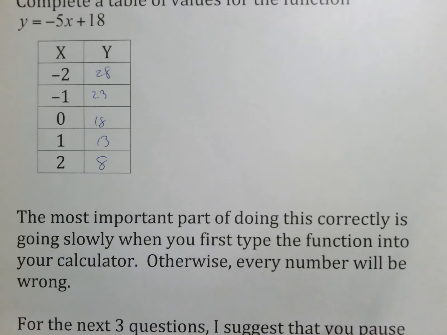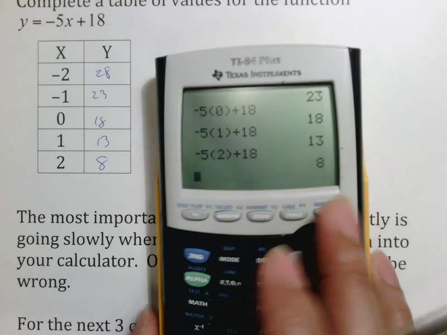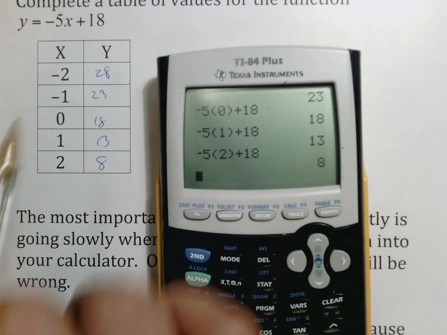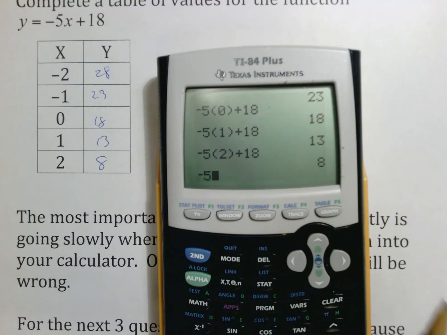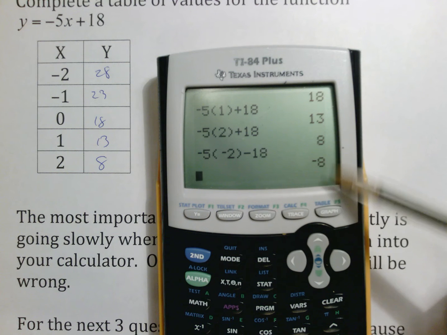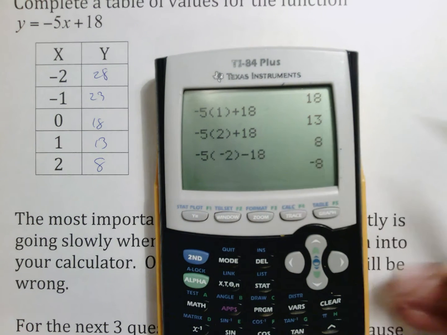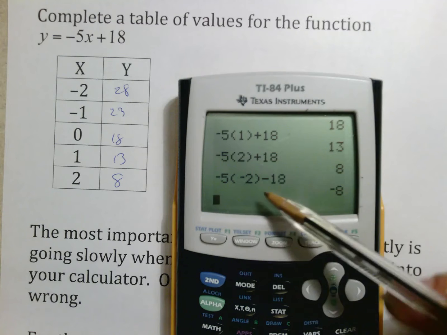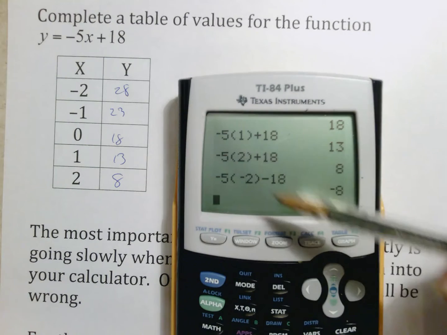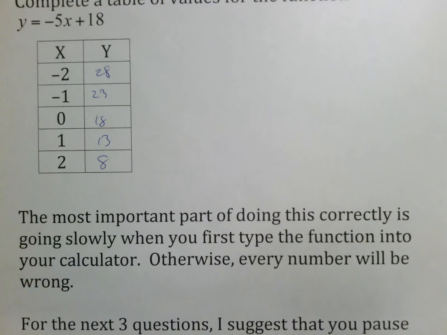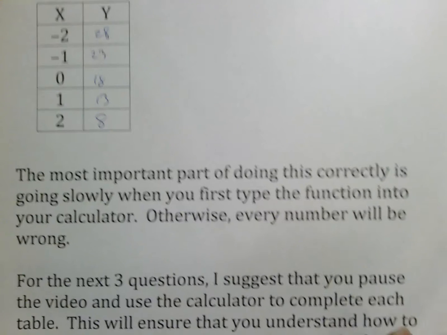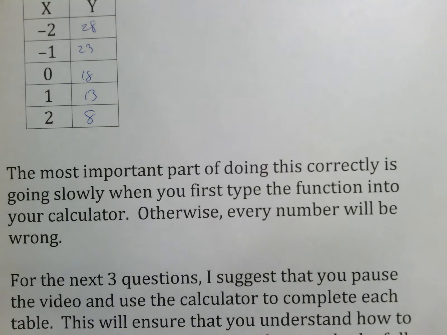But the most important part of doing it correctly is going slowly when you first type the function into your calculator, because if I accidentally type, as some of us have done before, something like -5 parentheses -2 minus 18, and then I get an answer and I go through all those answers and get this part. I didn't catch the fact that I actually put in -18 when instead it should have been a +18, so all my numbers, as it says there, will be wrong, and I won't even have any idea that it was wrong.